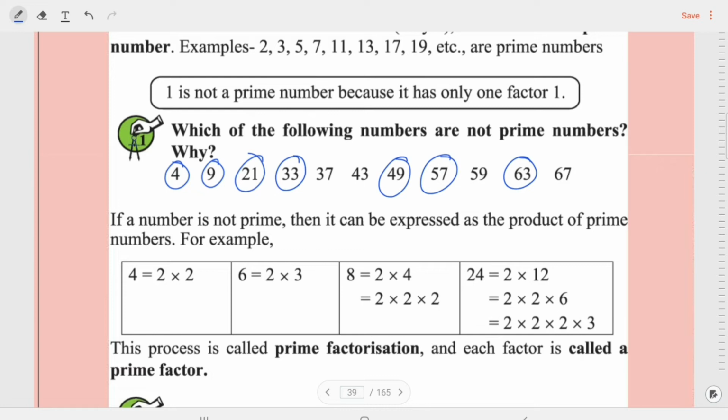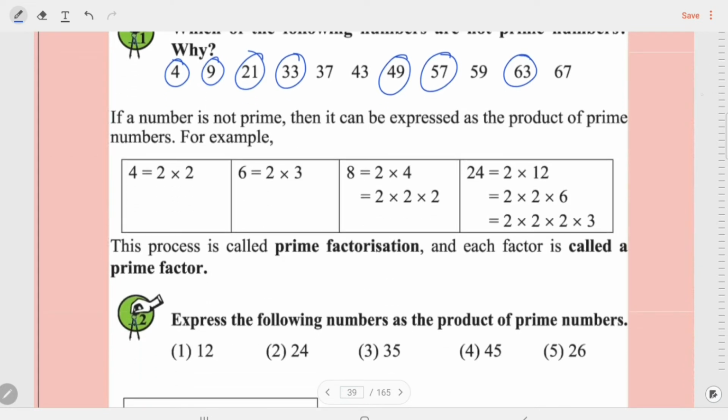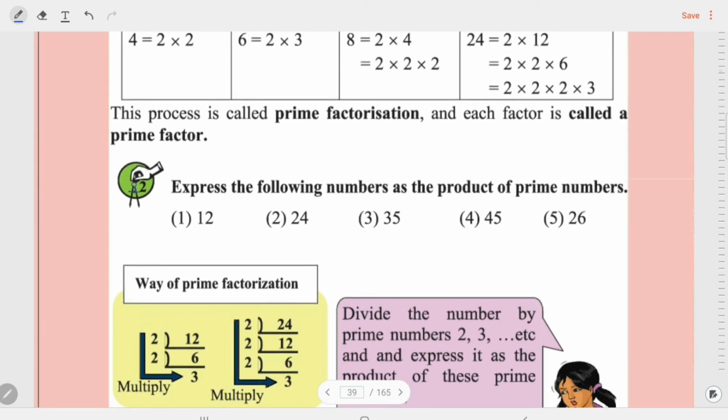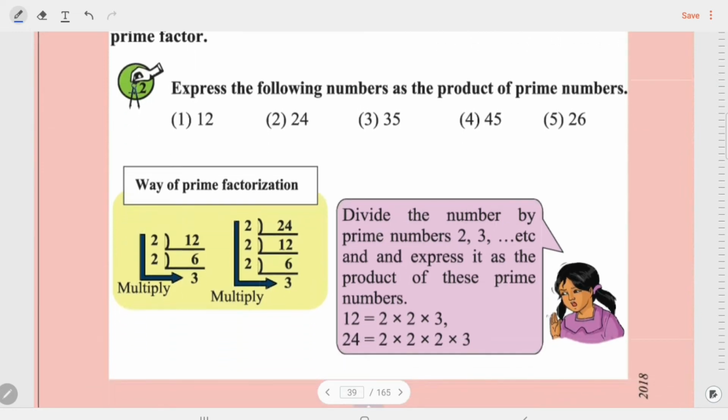If a number is not prime, then it can be expressed as a product of prime numbers. For example, 4 is 2 into 2, 6 is 2 into 3, 8 is 2 into 4, and then 2 into 2 into 2. Only in terms of prime numbers can we express that. This process of writing a number as the product of primes is called prime factorization, and each factor is called a prime factor.